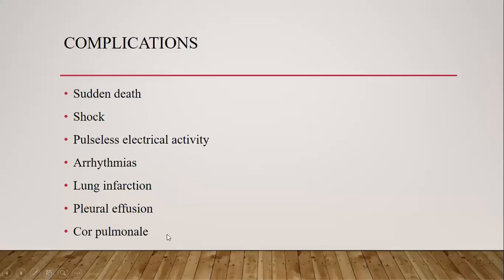Cor pulmonale means that you have a right-sided heart failure, which is secondary to a problem coming from the lungs. Okay, that's a cor pulmonale. So it's a right-sided heart failure, secondary to a problem coming from the lungs.